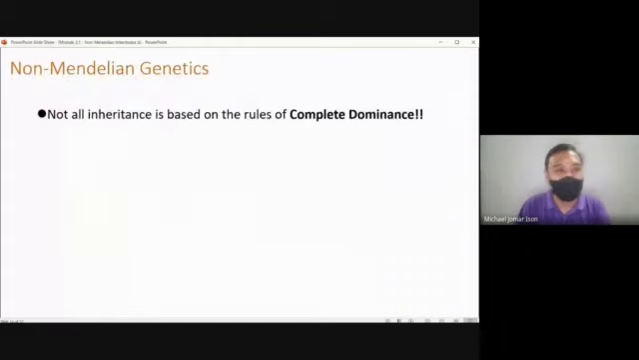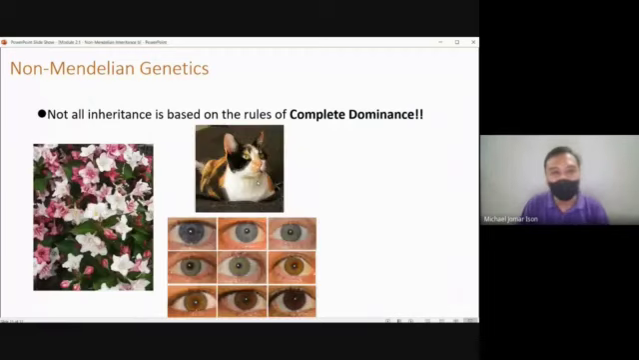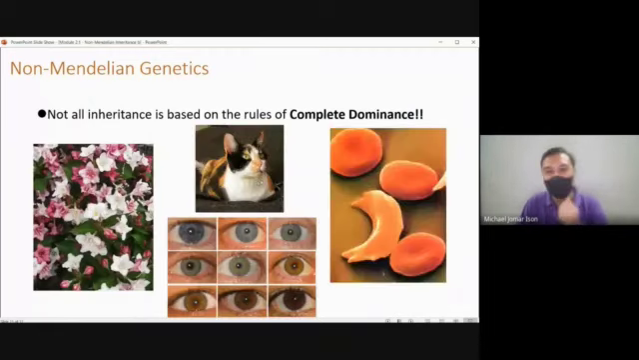Okay, now let's talk about this one. Not all inheritance is based on the rules of complete dominance. You have the following examples here: sickle cell anemia and the different colors of the eye. It's not just two alternatives, but there are several forms and alternatives. You also have a cat, which shows a different kind of trait as well, and the flowers here. We'll be talking about that a little bit later.